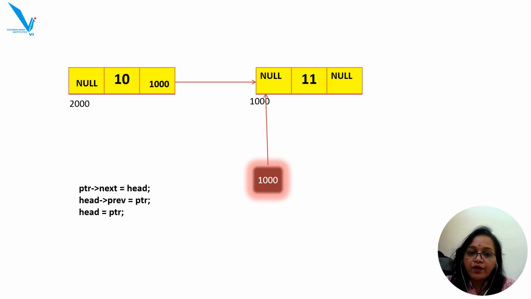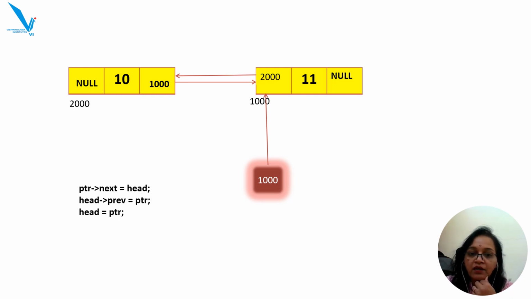Then head of previous is equal to pointer. So who is head's previous? Null right now. That means your node with value 11, its previous is null. So its previous should now be pointer. What is the address of pointer? 2000. So it will now contain 2000. When I put 2000 over there, it will start pointing to the previous node. So we have the next pointer also, and we have the previous pointer also.